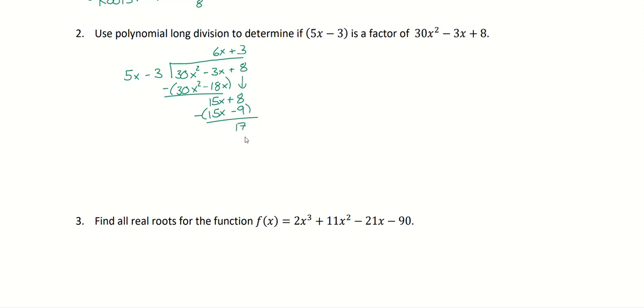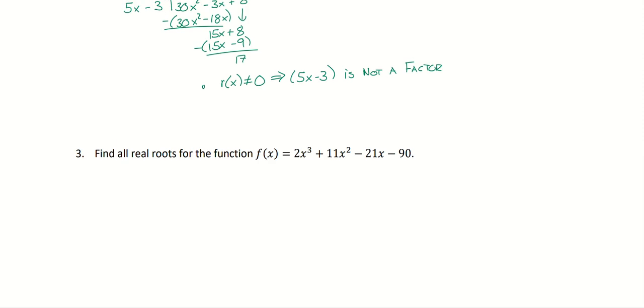This statement right here, the fact that we have a remainder, r of x is what we'll call this, even though there's no x, is not equal to 0, implies that my divisor, which is 5x minus 3, is not a factor. Cool. And we have it taken care of. 2 points there.